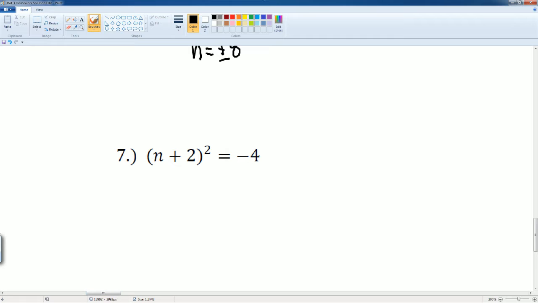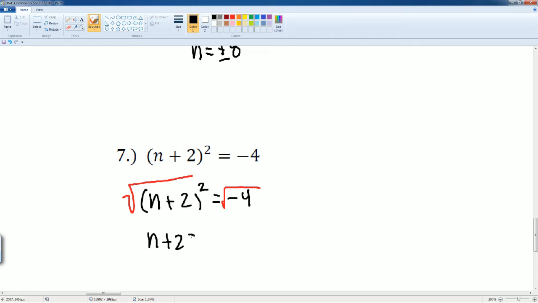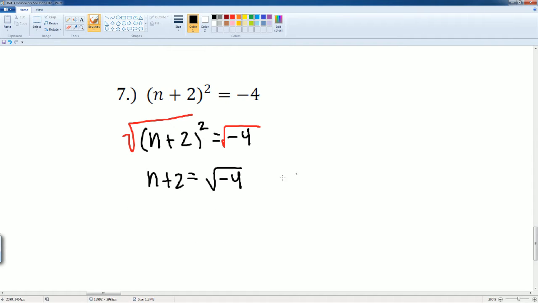Well, it looks like we can, let's just write it first. Okay, so it looks like we can just square root this. So this cancels, leaving us with n plus 2 is equal to the square root of -4. So here, we have to stop.